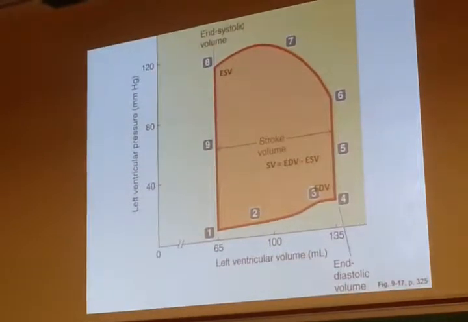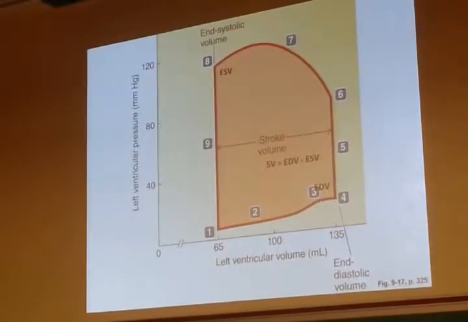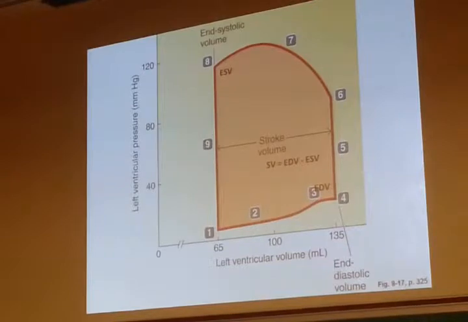You have to calculate stroke volume for that. So it said end diastolic volume 135, end systolic volume 65. 65 minus from 135, stroke volume is 70 mLs. That's a typical stroke volume for a 70 kilogram man. So times the heart rate, then you get the cardiac output.